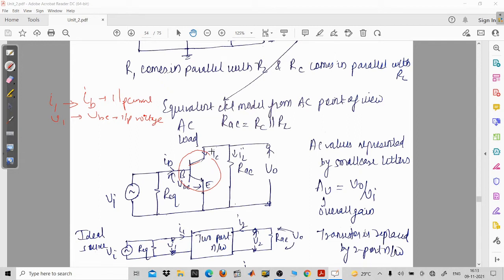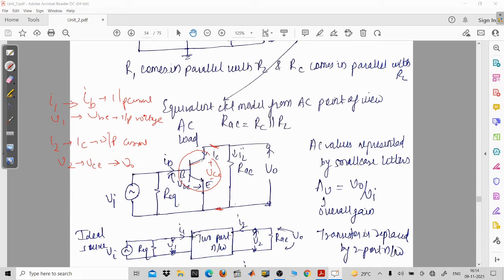Now similarly, this IC means what? Output current. So output current will be I2, that is IC in this case. And what about the voltage? So voltage will be plus minus small VCE. So that is your V2. V2 will be equal to VCE, or you can write the output also, because you can see here this VCE is from this point to this point, and this is the same voltage which is appearing across RAC. It means that you can also write VCE as the V0. So what we have done, we have just replaced our transistor, and we have fitted the two port network there.